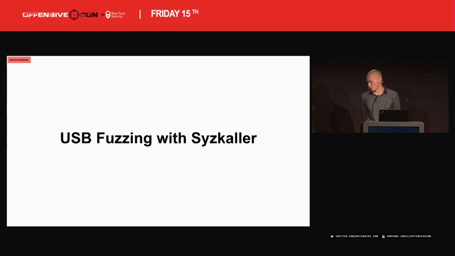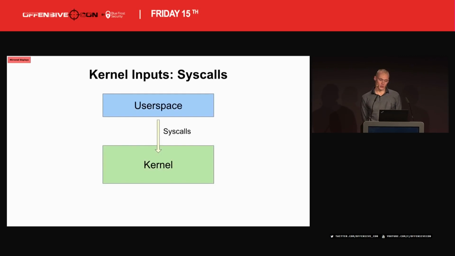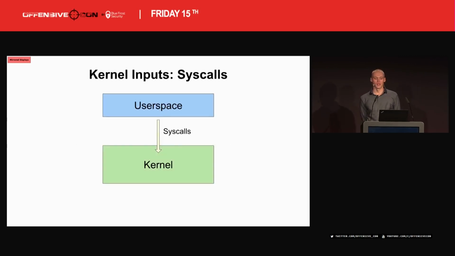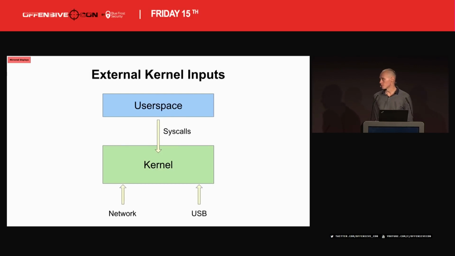OK, let's go to the main part. What we want to do is to try to fuzz USB with Syzkaller. And this is the picture that was initially in our minds when Syzkaller was developed. So you have the kernel. And the kernel is kind of like any other program. It just accepts user input, and this user input can trigger bugs. For the kernel, the user input that's usually mentioned is syscalls, and you issue them from user space.